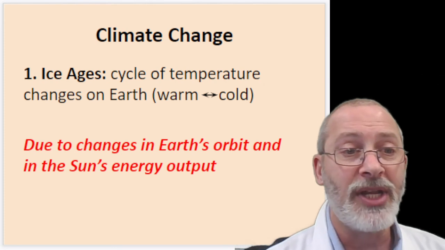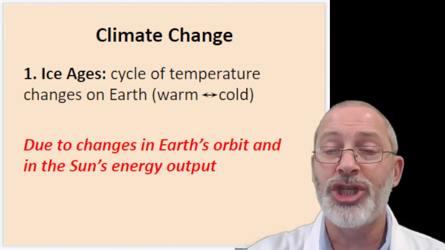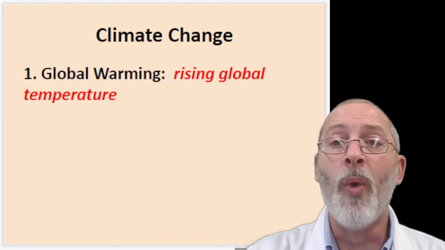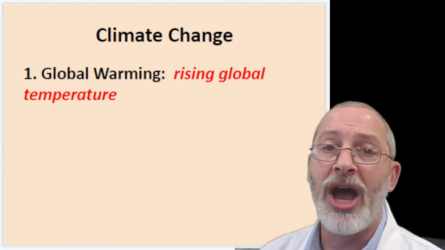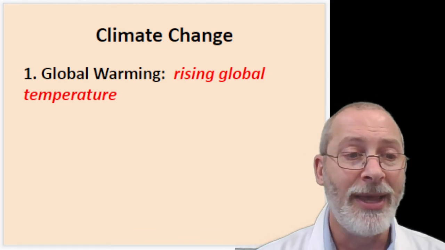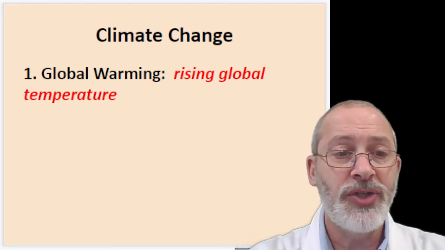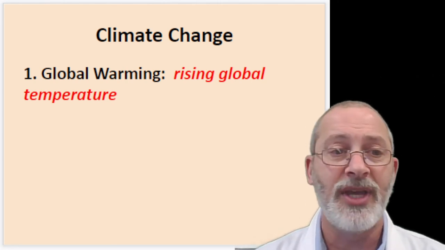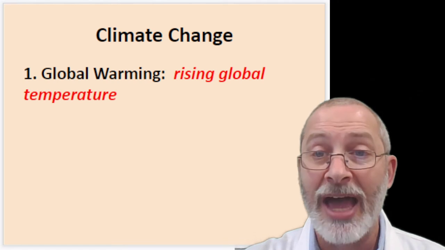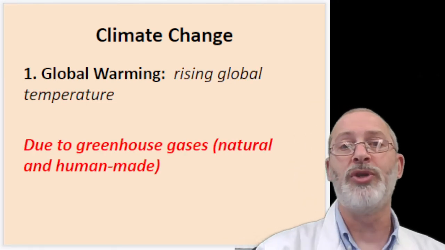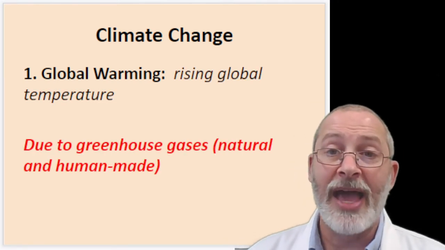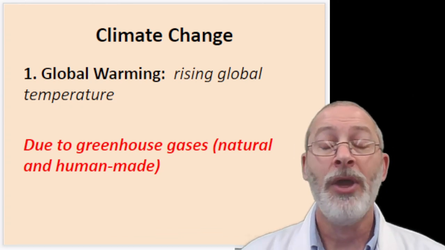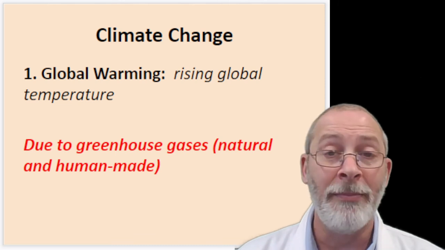But right now, there's a lot of talk about climate change in the sense of global warming. Global warming can be described as a rising global temperature. And there is no doubt, no scientists disagree with the fact that the Earth's temperature is, in fact, warming. Nobody disputes that. And that global warming is due to greenhouse gases, both natural and human made.